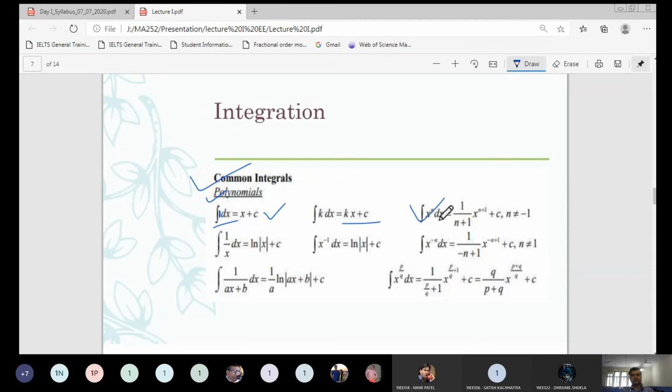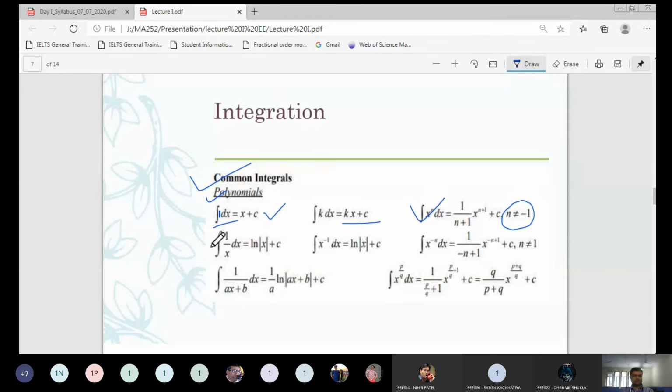Integration of x raised to n dx is equal to 1 upon n plus 1 x raised to n plus 1. That means x raised to n plus 1 divided by n plus 1 plus c. But the condition is n not equal to minus 1. It is compulsory, because if n is equal to minus 1, then it becomes infinity. So it is not true for n equal to minus 1. Understand?